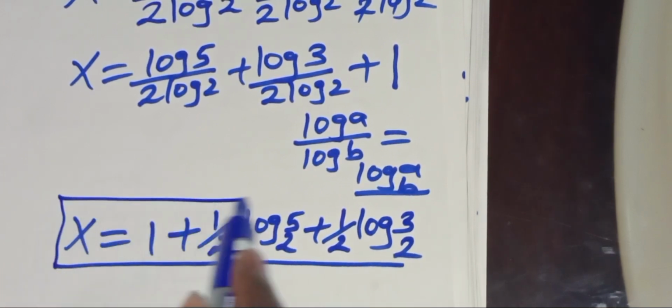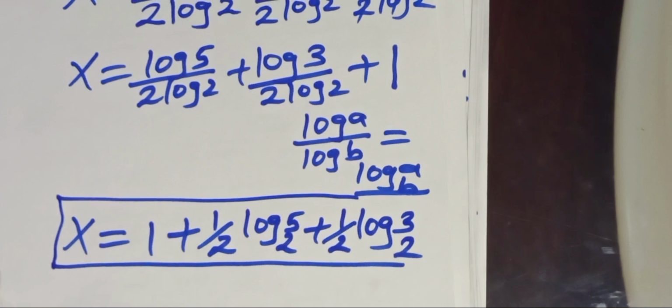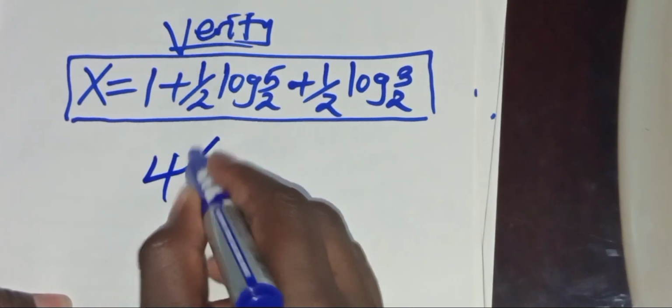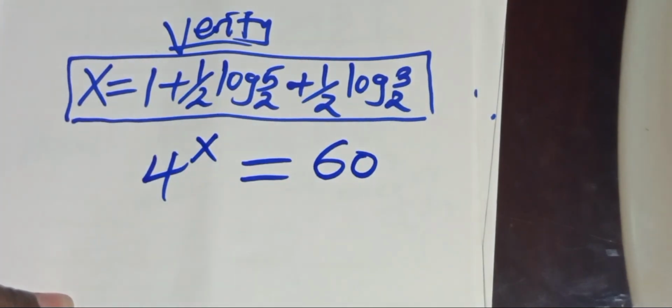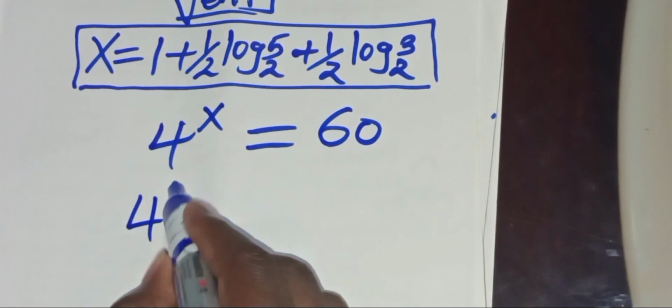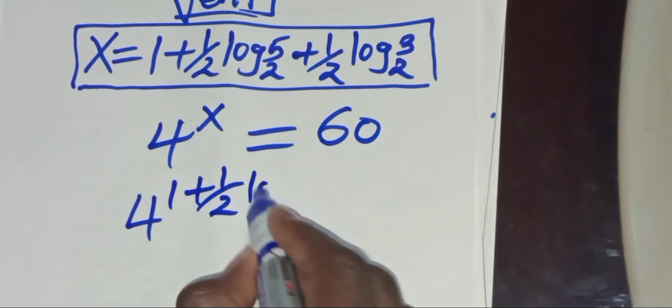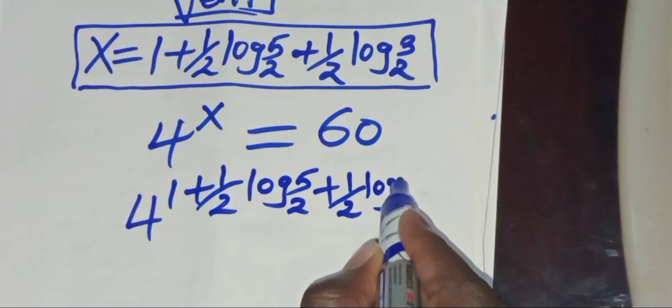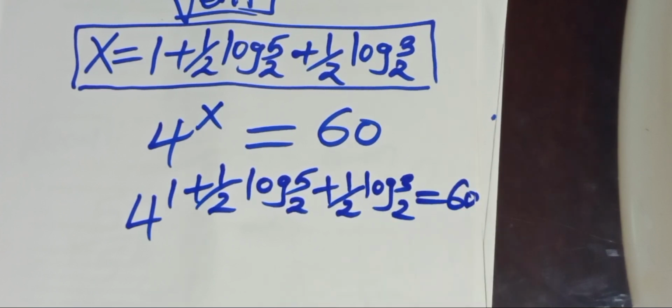Now let's check or verify that this value of x actually satisfies the equation as follows. Let's verify that this value of x, which is 1 plus half log 5 to base 2 plus half log 3 to base 2, actually satisfies the equation. If you recall, we had 4 raised to power x equal to 60. Now substituting the value of x, we'll have 4 to power 1 plus half log 5 to base 2 plus half log 3 to base 2. This should give us a value of 60.